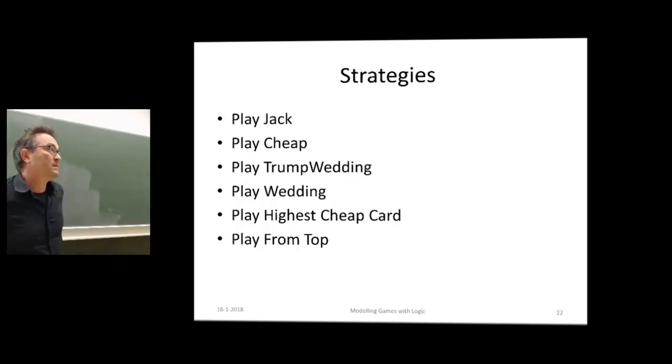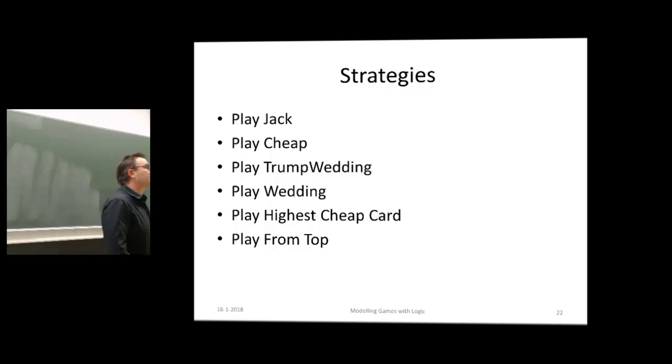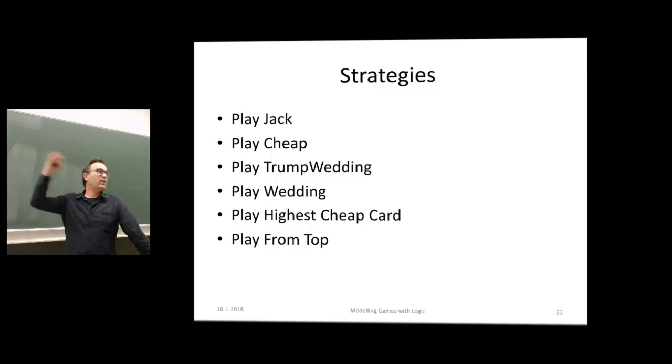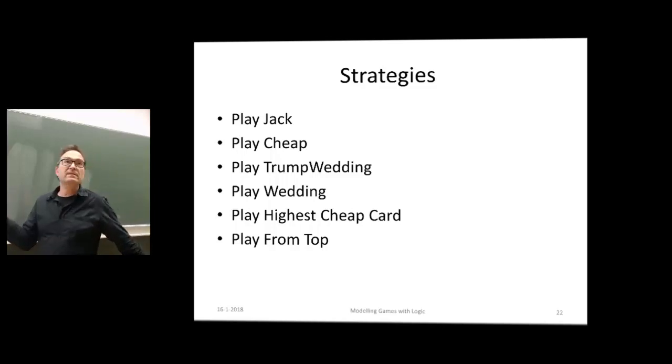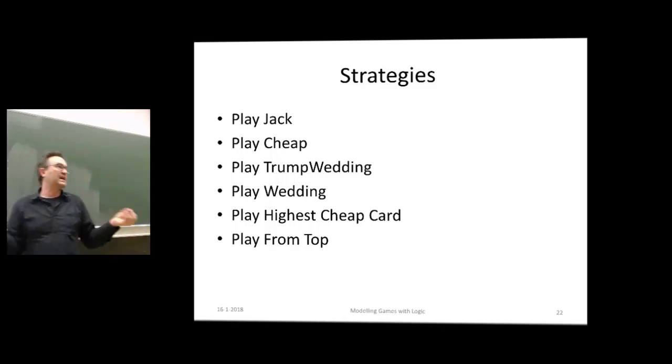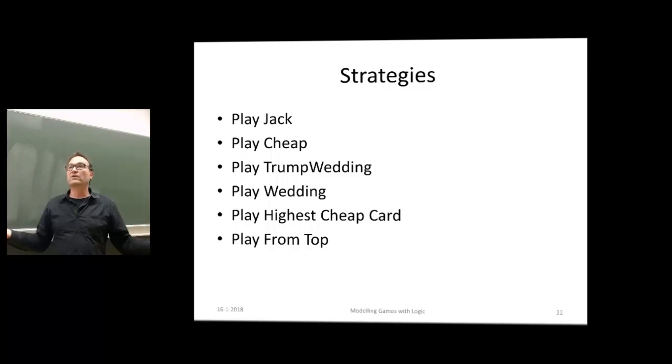So I've thought of some strategies, and some of them are completely stupid. Some of them are not. And this is really something where you should, at the end of this week, add your own strategy. I want to show you the play Jack strategy, maybe a little bit about the play cheap, and I also have one slide about the play Trump wedding, and that should give you some idea of what I think we can do with these formalisms in order to help our agents to make a decision.